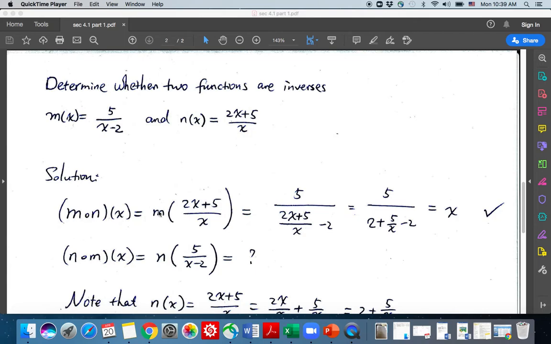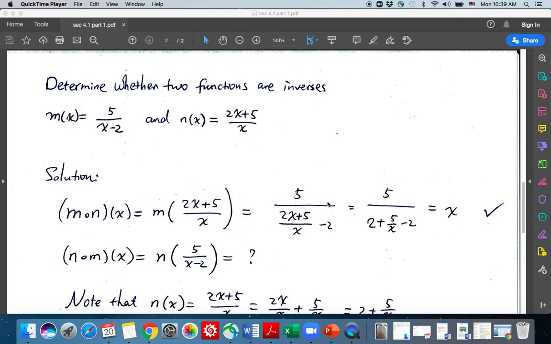This gives us m of n. n is (2x plus 5) over x. And then we evaluate the function m at input n by substituting x with the formula for n. This gives us this form. So this is the formula for the composite function defined in such a way.